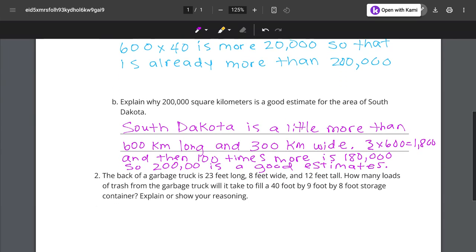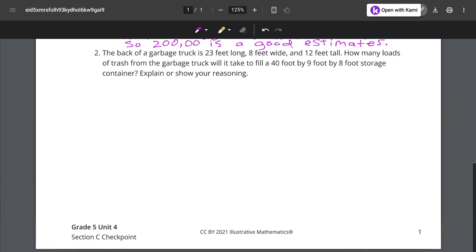All right, now we're going to come down to number 2. Number 2 is certainly asking us a very different situation. Number 2 says the back of a garbage truck is 23 feet long, 8 feet wide, and 12 feet tall. Then we're asked how many loads of trash from the garbage truck will it take to fill a 40-foot by 9-foot by 8-foot storage container.